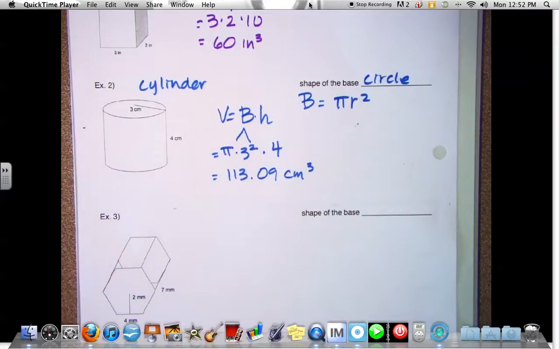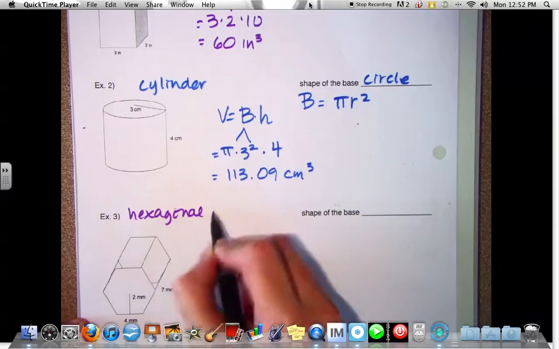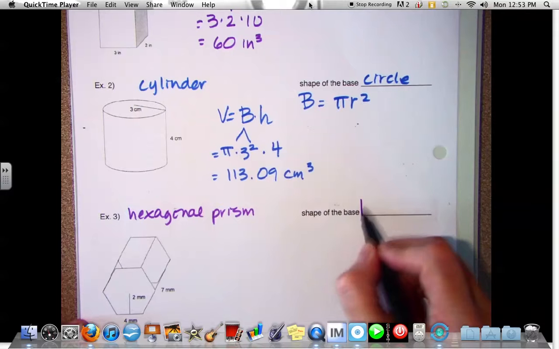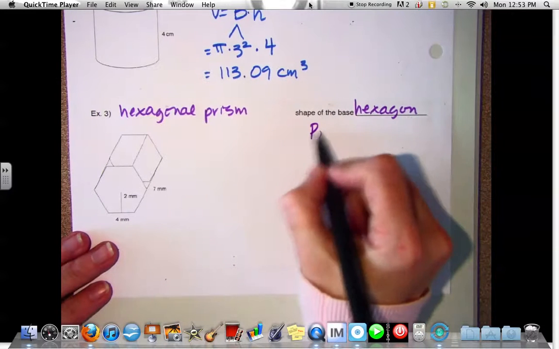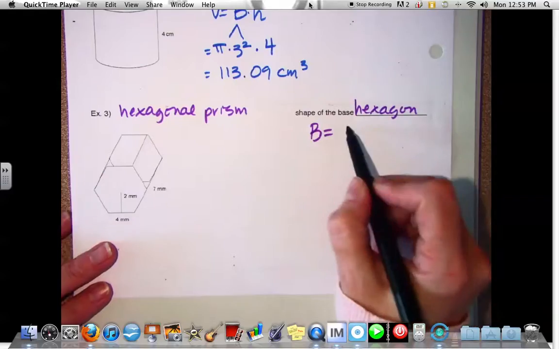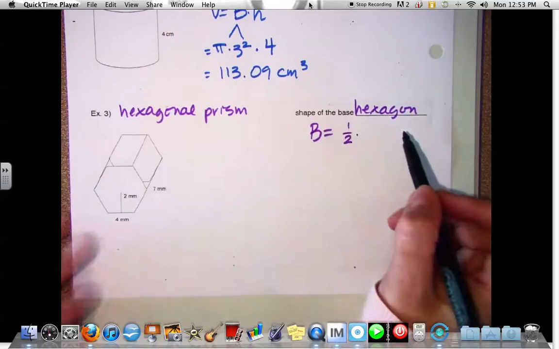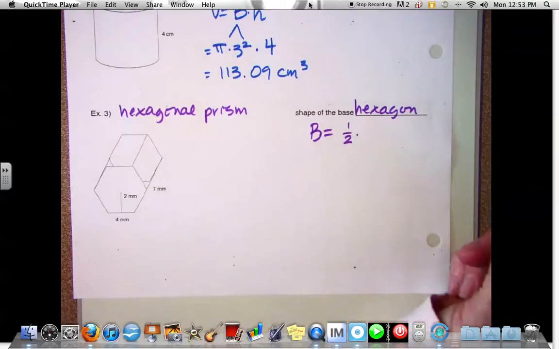This is a hexagonal prism. And the shape of my base is a hexagon. How do I find the area of a hexagon? Put them into triangles. Okay, so how do we find the area of the triangle? It would be half of the base times the height. Half of the base times the height, and then what do we do? So it's half of 4 times 2. Times the sides. Times how many triangles?